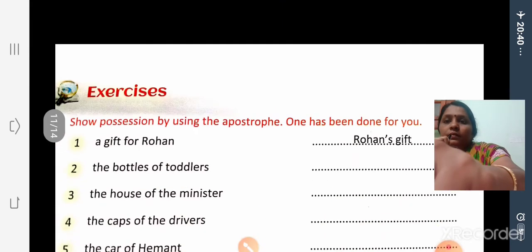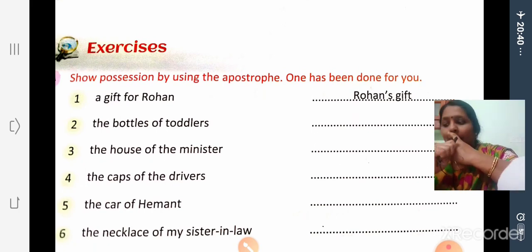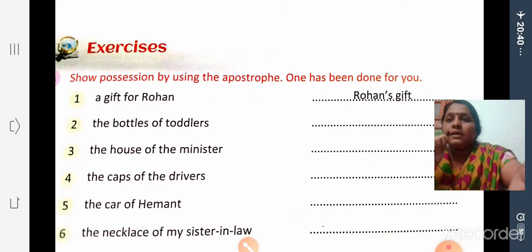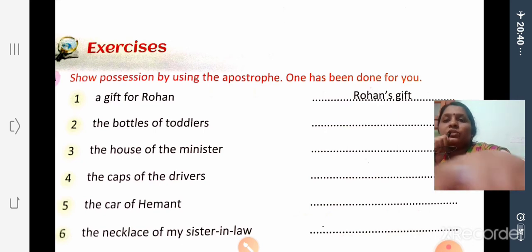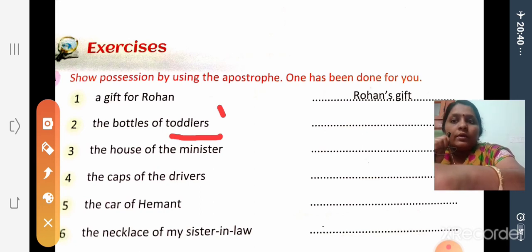Okay, now let us do the exercises given in your textbook, page number 17. Some exercises are given there. Show possession by using the apostrophe. So you have to add the apostrophe. The gift of Rohan, Rohan's gift. The bottles of toddlers: put the apostrophe at the end of this word because this noun ends in s. So add only the apostrophe. Toddlers' bottles.